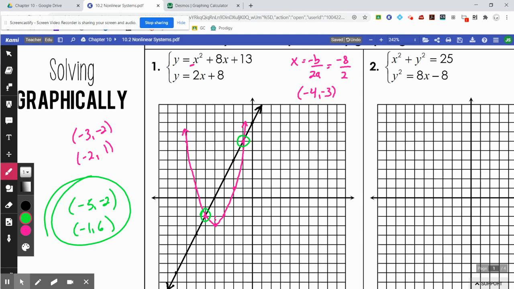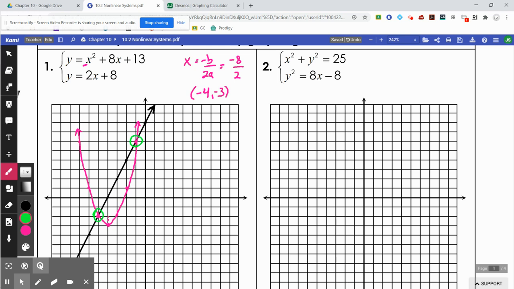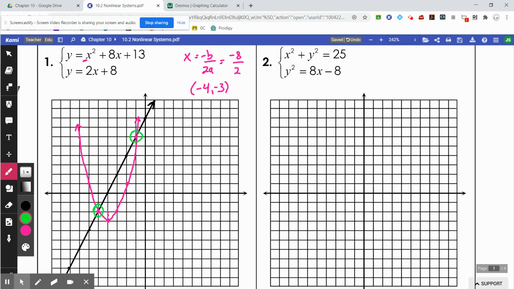Okay, number 2, we have a circle, and then we have a sideways parabola. The circle is pretty easy to graph. The center has not been shifted, so the center is at 0, 0. And our radius squared is 25, so we're going to go 5 in every direction: 5 up, 5 down, 5 right and left. And then simply connect your dots.